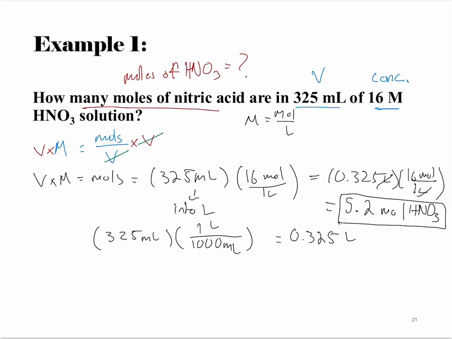So who has an idea how you can make this question one step harder? What could I ask for instead of the moles? If I ask for the grams of nitric acid, right? So if I ask for the grams of nitric acid, what would you have to do with this answer here? Convert it into grams using the molar mass, right? So that'd be one extra step. Taking this value of moles and converting it into mass using the molar mass.